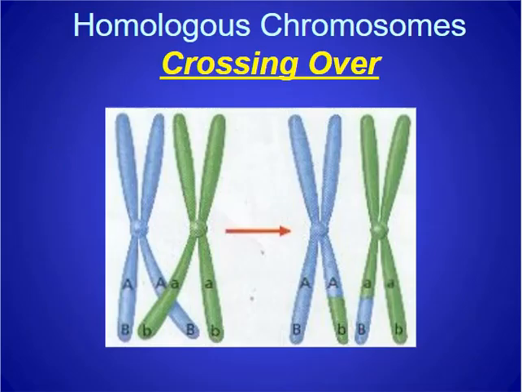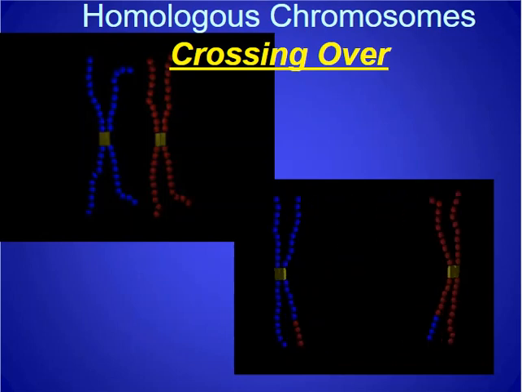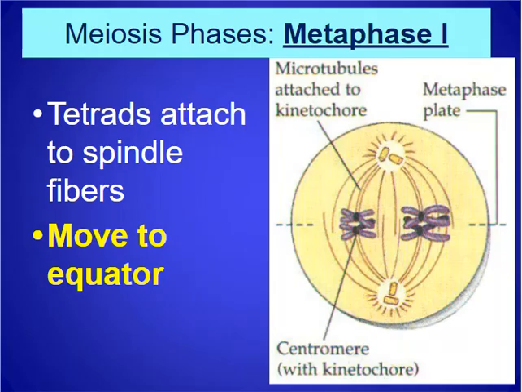Here's a better visual of this happening. On the left, we have our homologous chromosomes, and on the right, you can see that they each exchanged a piece. Think of it kind of like changing one shoe with your friend. They cross over and they exchange pieces.